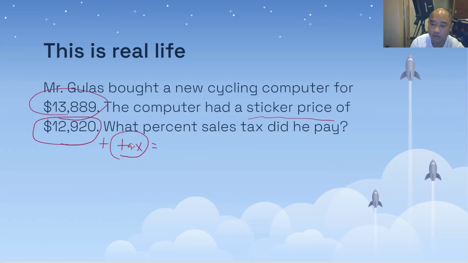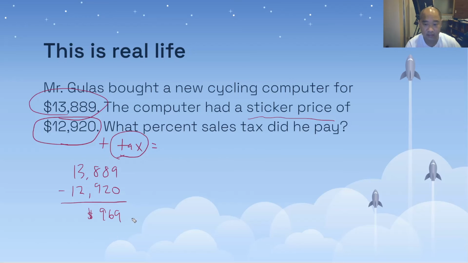So the taxed amount, what percent did he pay? Well, we can't use these numbers to find that, right? First, we have to take 13,889 and subtract $12,920 because we need to find out how much the tax was. And so I'm going to do that really quick. 13,889 minus 12,920, and that's $969. So this is the amount of tax that's paid.